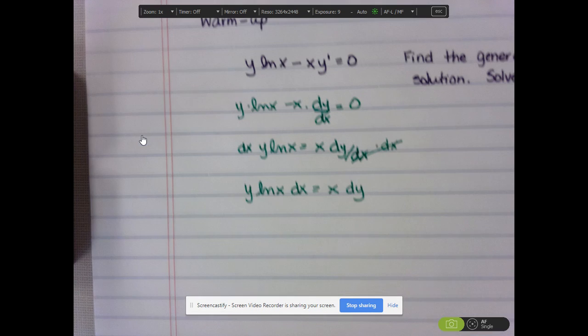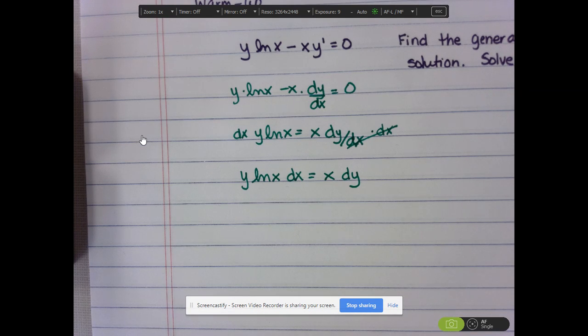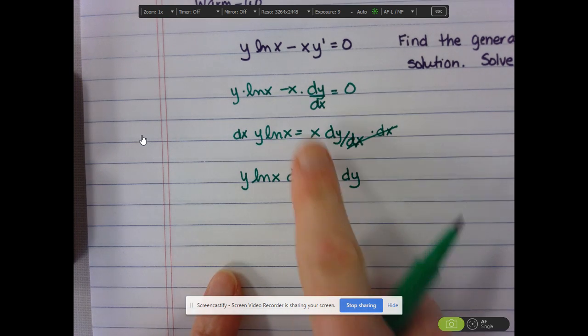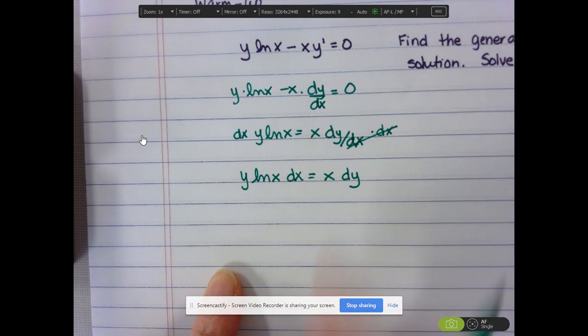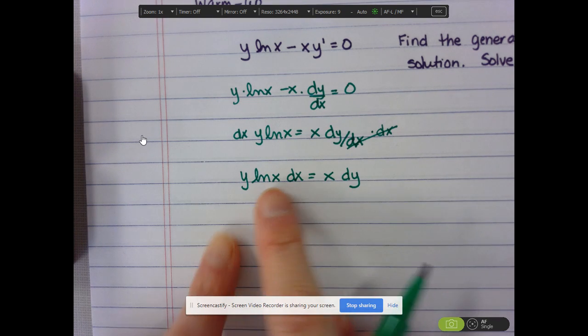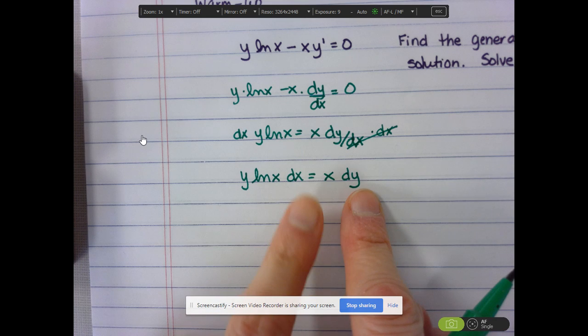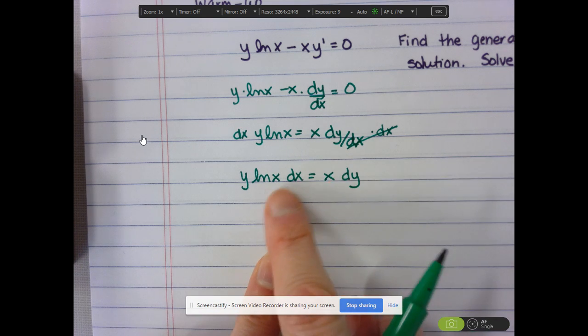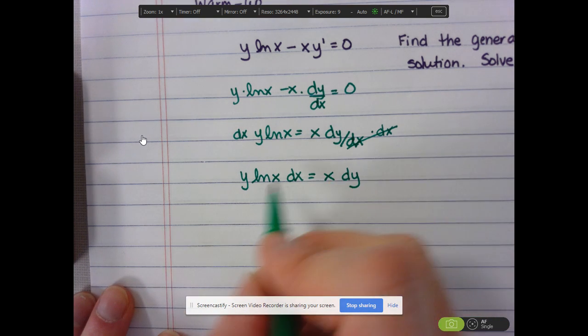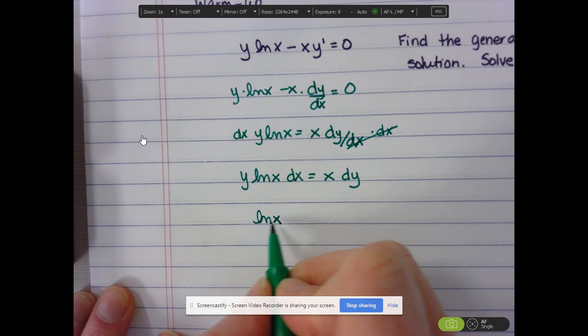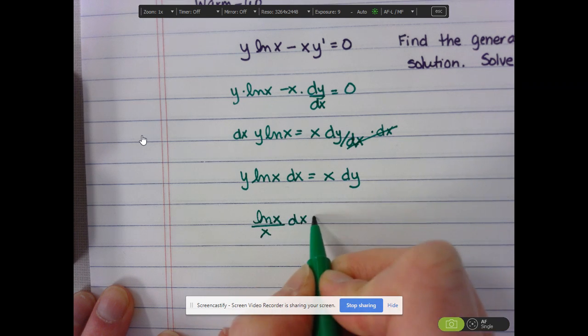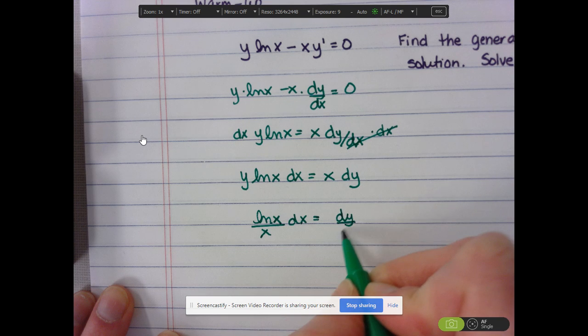Now what? I divided both sides by x. That's why I got rid of this. So now I want this y with this dy, and I want this x with this dx. I'm going to do that swap by dividing. So I've got ln of x over x dx, and then I've got dy over y.